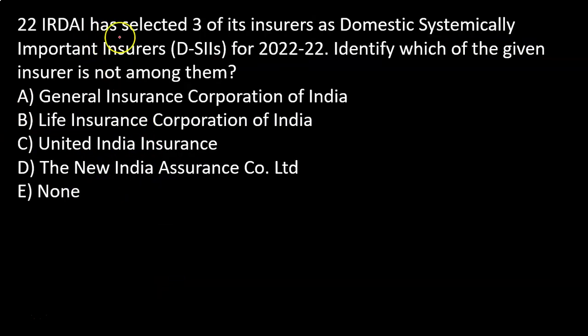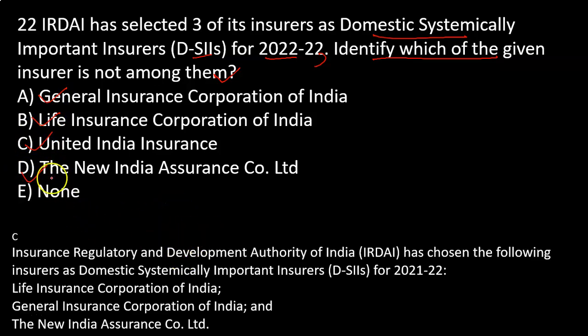22. IRDAI has selected 3 of its insurers as Domestic Systemically Important Insurers, that is D-SIB, for 2022-23. Identify which of the following insurers is not amongst them. Your options are General Insurance Company, Life Insurance Company, United India Insurance Company, or the New India Insurance Company. So the answer is C.